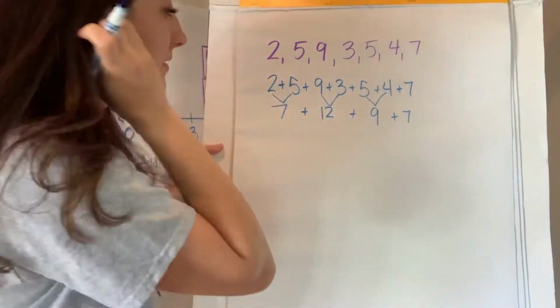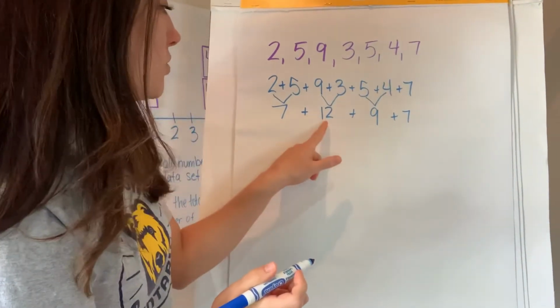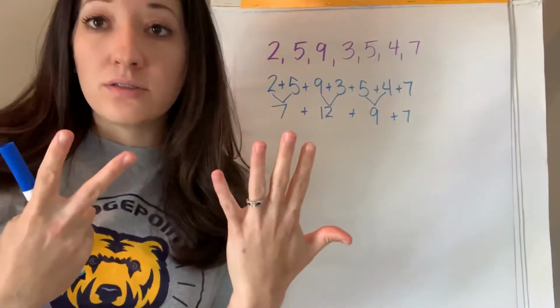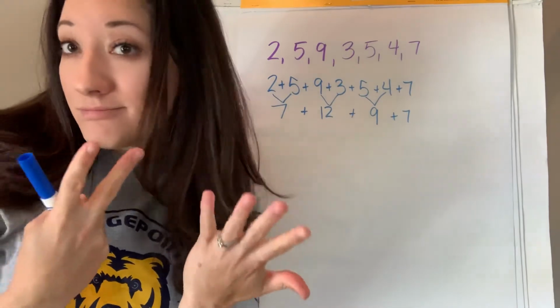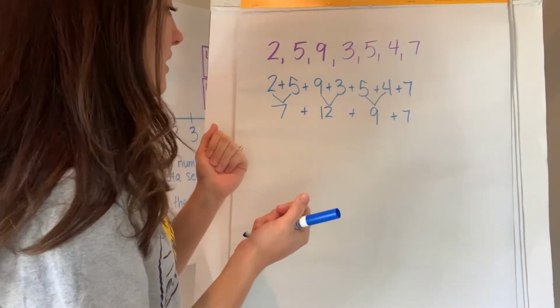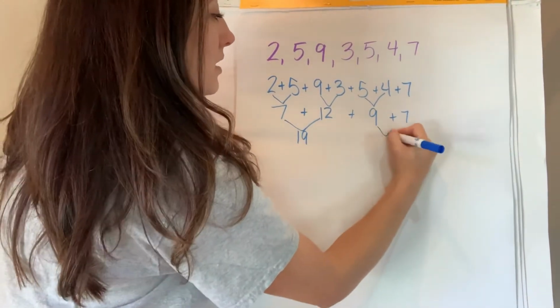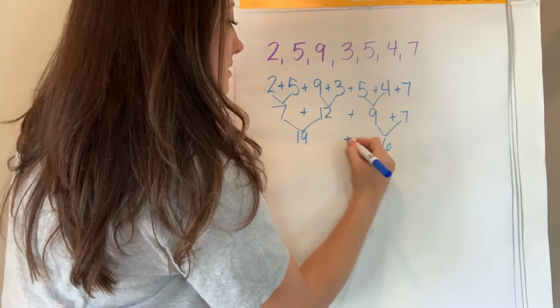So then we still have to add these all up to get the total. So I've got 7 plus 12. You can do it on your fingers. You can do it on a calculator. Your teacher's not there. If you've got 12 and you add together 7, that's going to be 19. This is going to be 16.